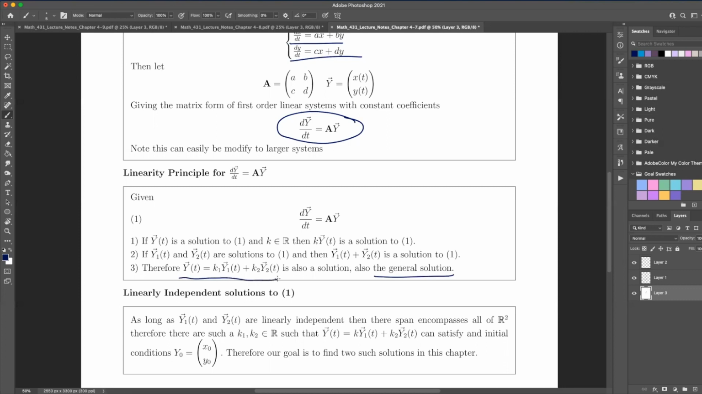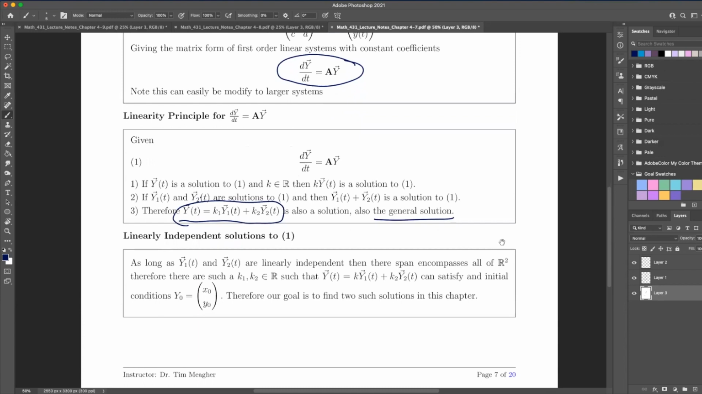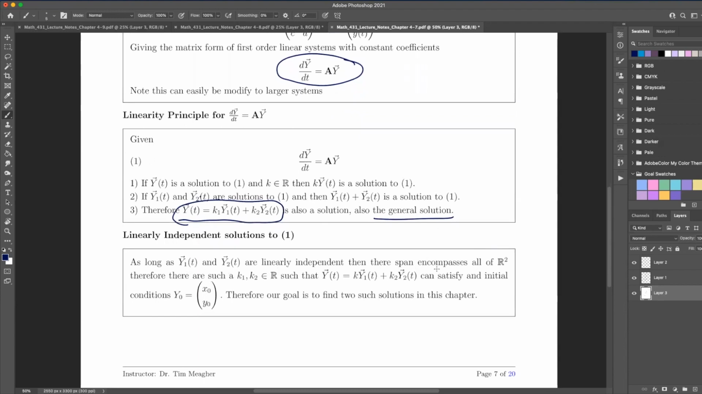And so guess what we're going to try to look for? We're going to try to look for 2 linearly independent solutions, right? This one's independent of this one. The book goes into the Wronskian to show this is linearly independent, but you guys are engineers, you just don't care, right? So let's just get to the point. You just want 2 linearly independent solutions, and then this forms a general solution. And as long as these are linearly independent, the span will encompass all of R2.